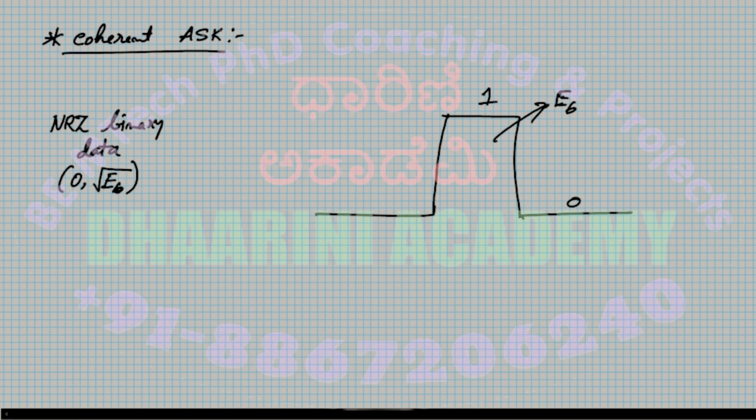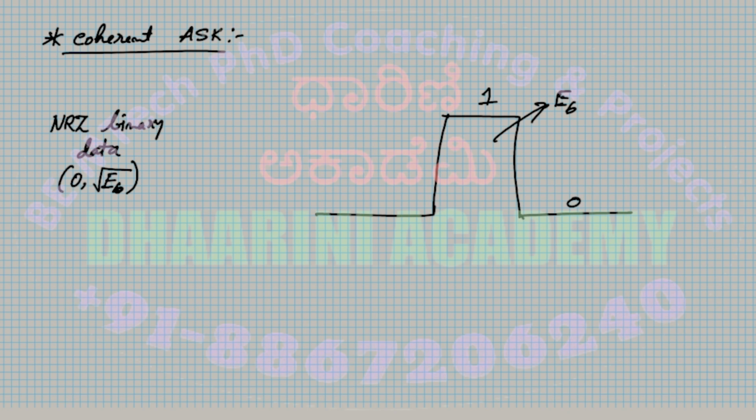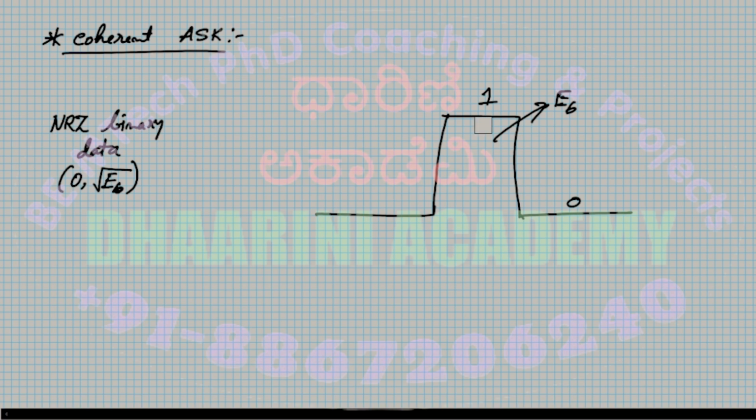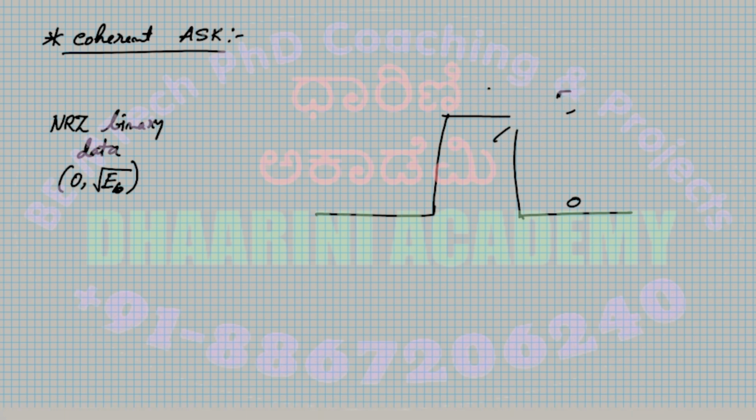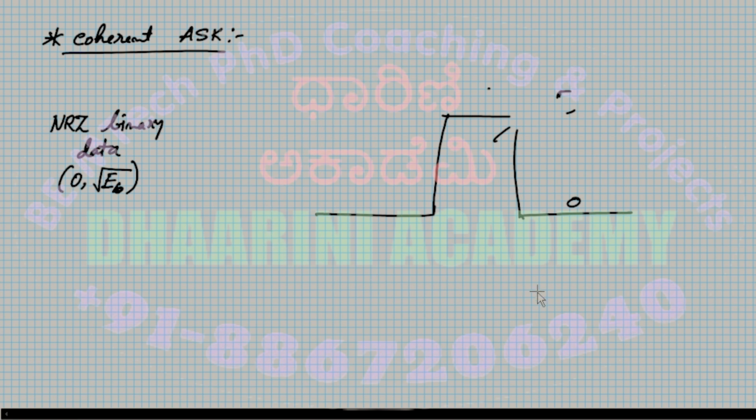Okay, so from now onwards we try to represent the data in this format, right? NRZ means 0 comma root EB. Why exactly root EB, etc., I'll try to answer as soon as possible. But as of now, just think that EB is going to be the energy, something like a bit energy. So when I'm saying that I'm going to use a particular bit for this, the amount of energy that you are going to use will be denoted by this. Okay, all right.